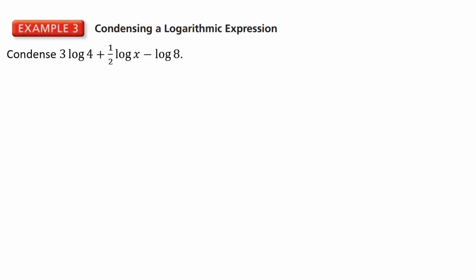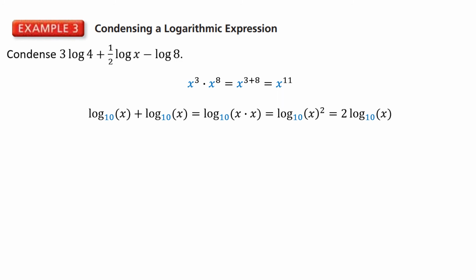Now we're going to reverse directions and condense logs. Keep in mind how exponentials work. If we want to multiply x cubed and x to the 8th, we're allowed to do that because the bases are the same. We add the exponents, we come to x to the 11th. When we're going to try to condense, we need to have the same bases.